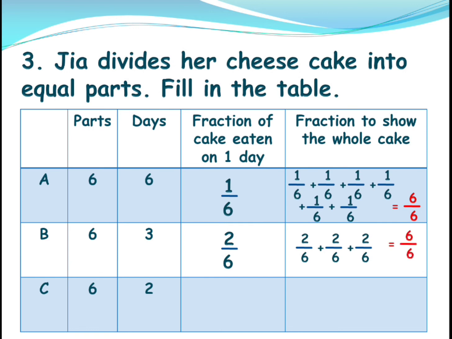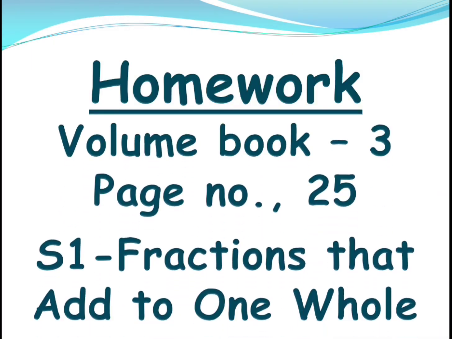Okay, now the same 6 parts she has to complete in how many days here? 2 days. If she has to complete in 2 days, how many parts does she have to eat each day? 3 parts, isn't it, children? So the fraction becomes 3 by 6. 3 by 6 one day, and the other day the remaining 3 by 6. To show the whole cake, 3 by 6 plus 3 by 6, which is 6 by 6. So in that way you have to do the sums, children.